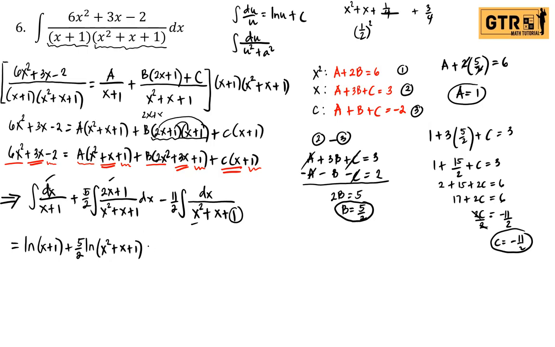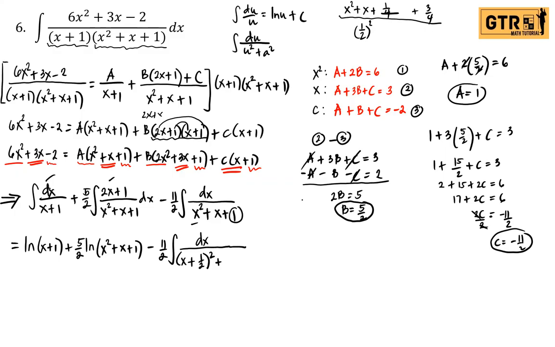And then for this part, we just transform this into the integral of du over u squared plus a squared. So we have dx over x squared plus x plus 1/4 and then plus 3/4. Then express this as a square of a binomial. Just take the square root of 1/4, that is 1/2. So that is equal to x plus 1/2 squared, and then plus, we will get the square root of 3/4.